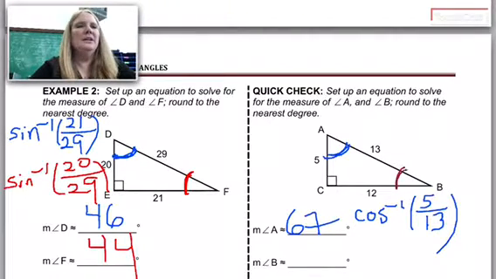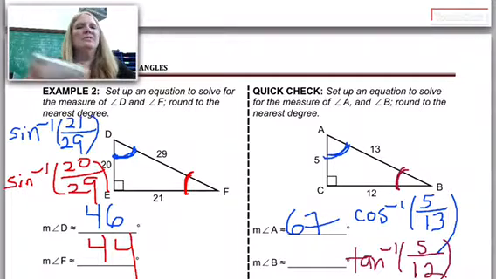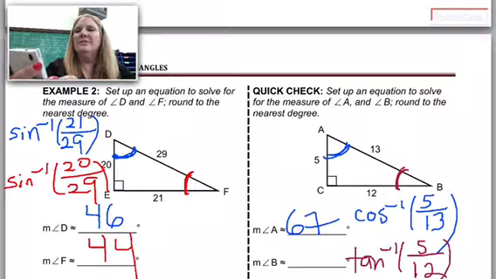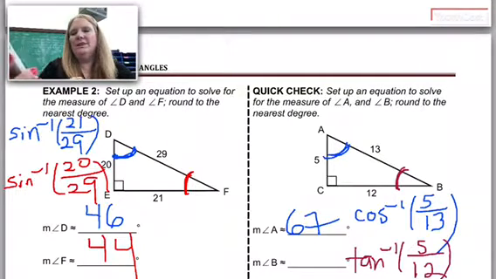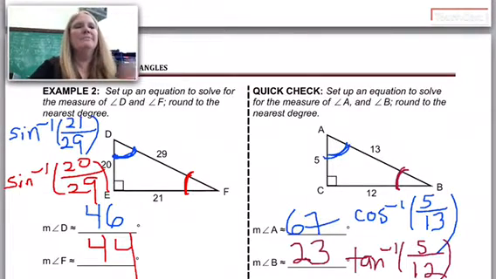Now we'll look at B. Use tangent. The inverse tangent. So from B, tangent is opposite over adjacent, so 5 over 12. So you have a lot of choices. You'll get the same answer either way. Inverse tangent, 5 divided by 12 is 22.6, so we'll round to 23.